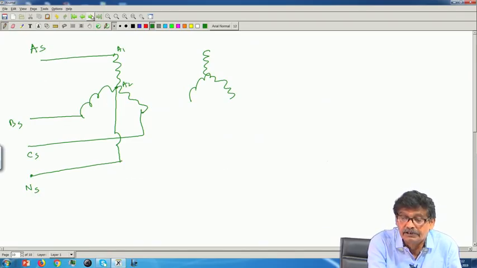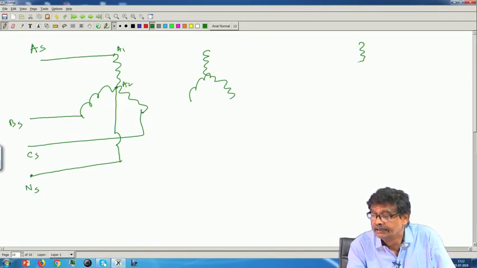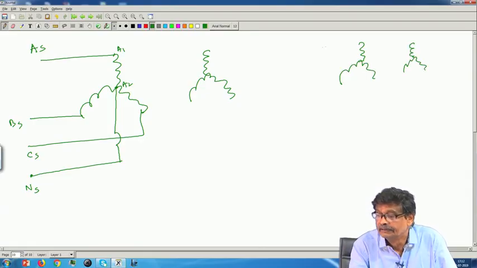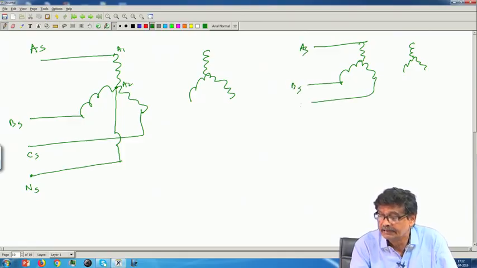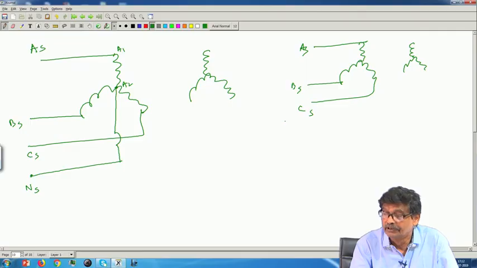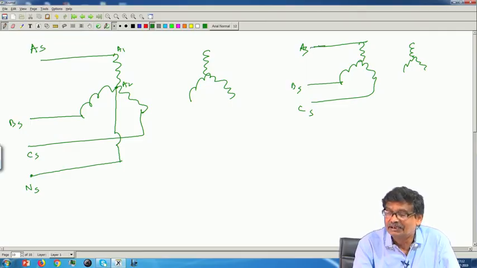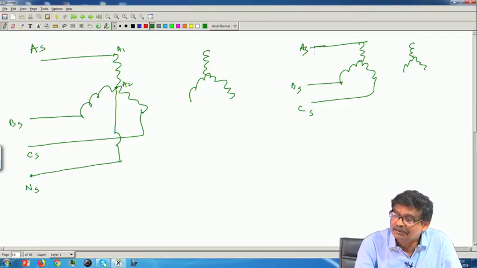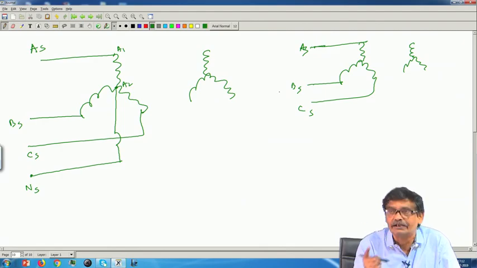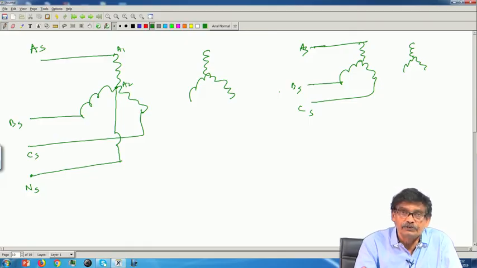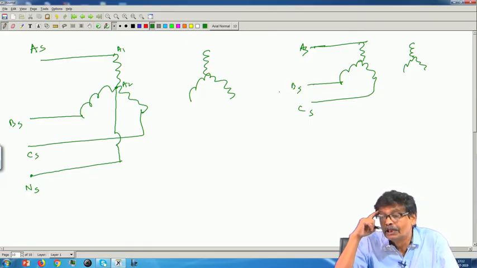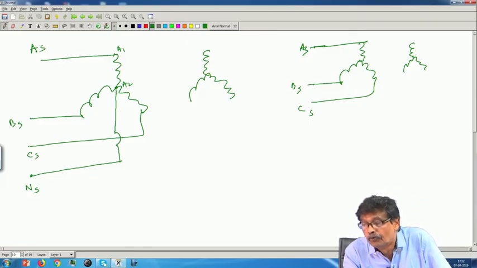Let me draw on the same page. What I am telling, in this case, when neutral was not connected, the situation was like this: A S, B S, C S, supply neutral was not connected. I can only claim that between these two lines I have connected a 50 hertz voltage, but I am not sure. If I did not know anything about third harmonic voltage, I would have perhaps concluded that the voltage appearing across this is this by root 3.